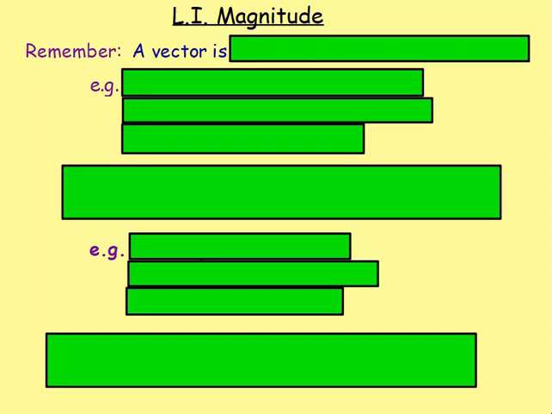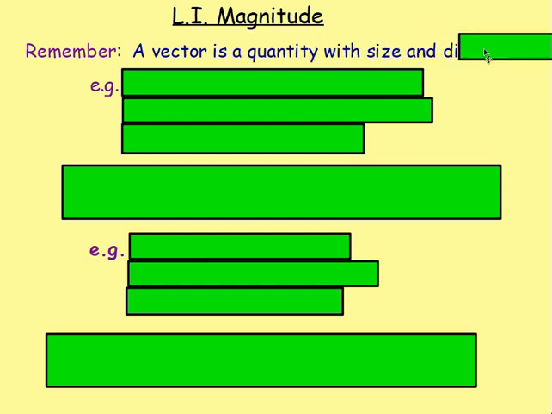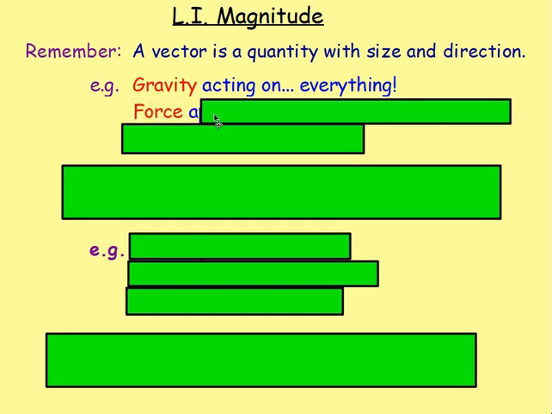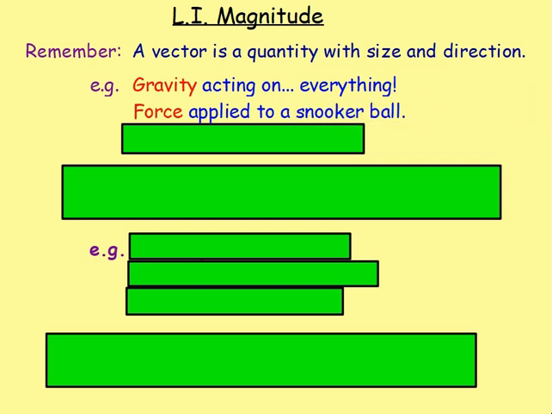Quick reminder, what is a vector? Help me out, Sophie. Brilliant, yes, a vector is a quantity that has both size and direction. For example, gravity. We know gravity acts on pretty much everything here on Earth, and gravity has a number, it's got a size attached to it. We know it's 9.8 meters per second, and there is a direction, it's pulling everything in towards the center of the Earth.